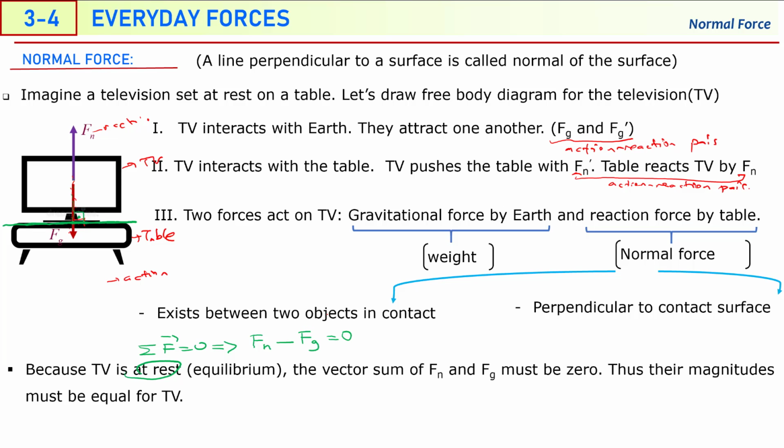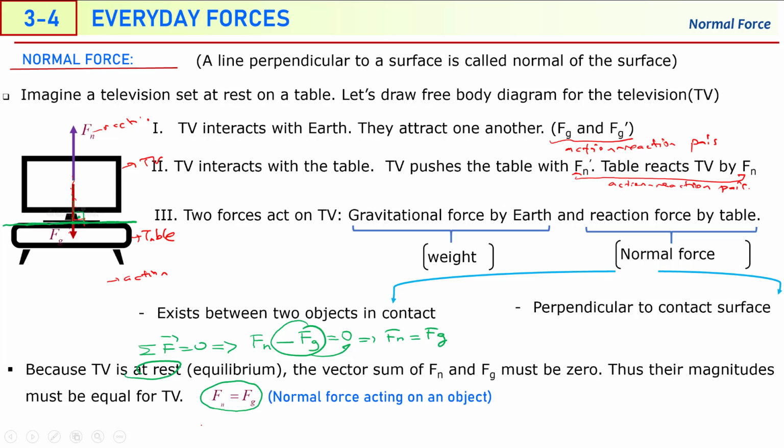So we know they are in opposite directions, but the magnitudes of these two must also be equal to each other. If you take this negative Fg to the right side, Fn becomes equal to Fg. The normal force acting on an object when the object is on a horizontal surface is equal to the gravitational force. Fn is equal to Fg.